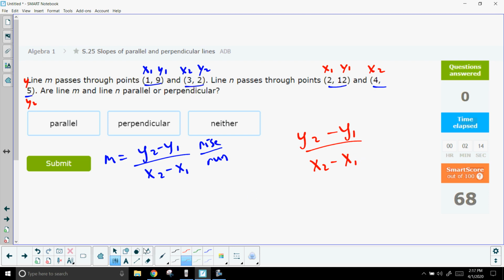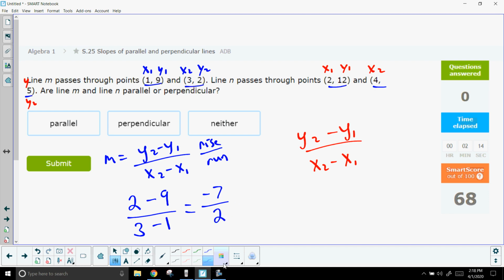All right. So y2 is 2 minus y1, which is 9. x2 is 3, and x1 is 1. Be careful if there's negatives. Remember, two negatives make a positive, so be careful about that. 2 minus 9 is -7. 3 minus 1 is 2.